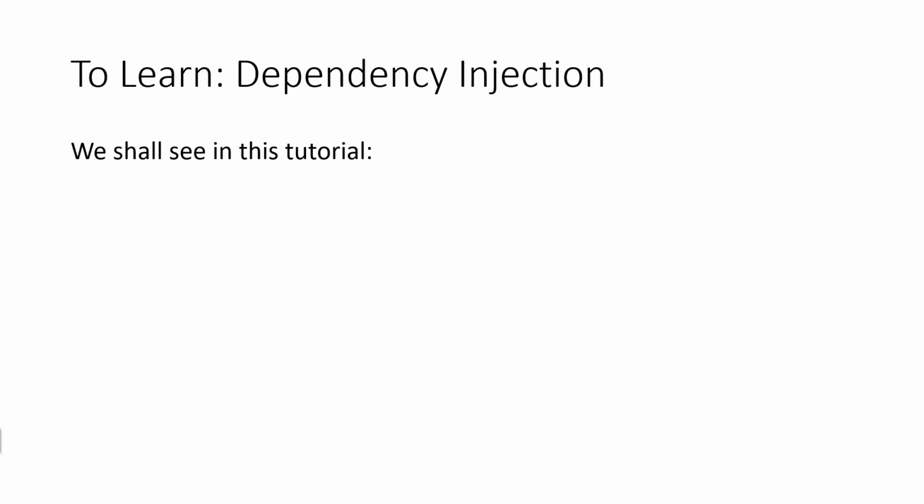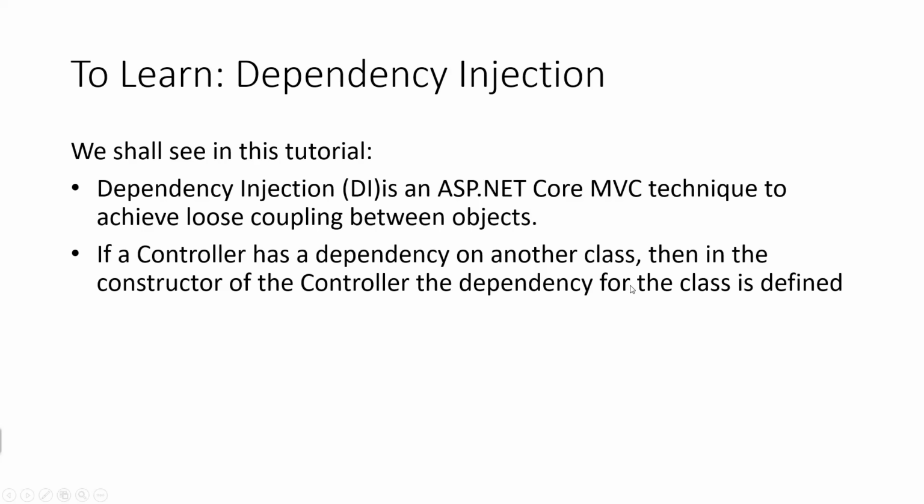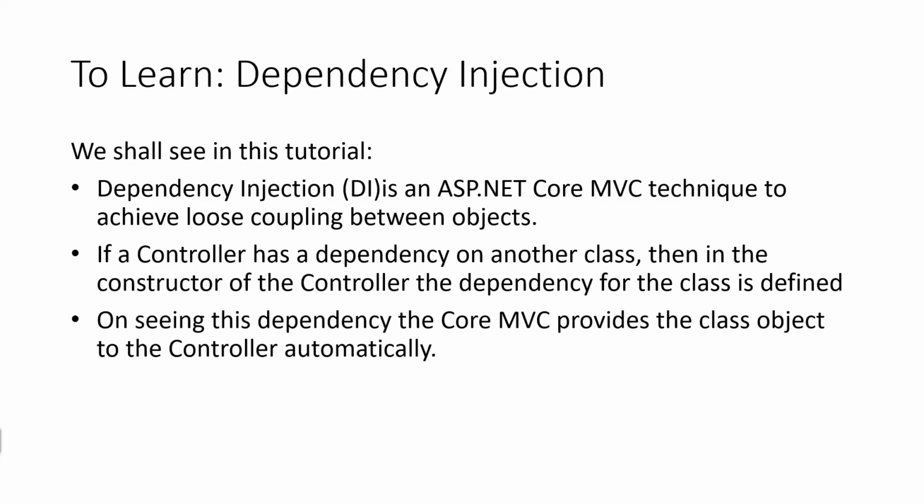Welcome. In today's lecture, we'll learn dependency injection, and we shall see in this tutorial the following things. Now, dependency injection is an ASP.NET Core MVC technique to achieve loose coupling between objects, or objects instance of classes. Now, if a controller has a dependency on another class, then in the constructor of the controller, the dependency for the class is defined.